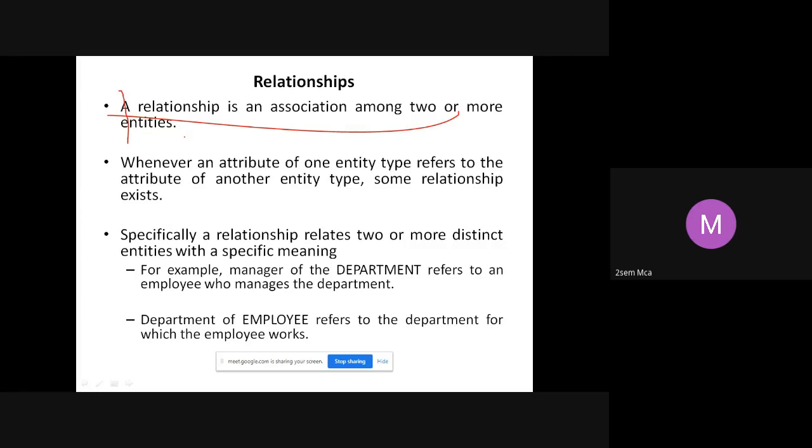Between branch and student, there should be some relationship, is it not? We said student belongs to the branch. That is a relationship. We said author writes the book. So that's a relationship between author and book. That is what we mean by any kind of connection or an association. You call it a relationship. So a relationship is an association among 2 or more entities.